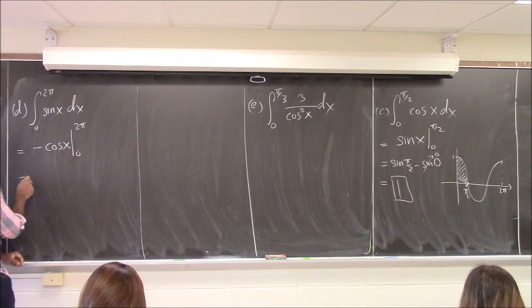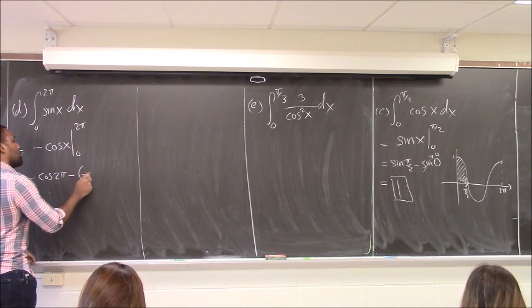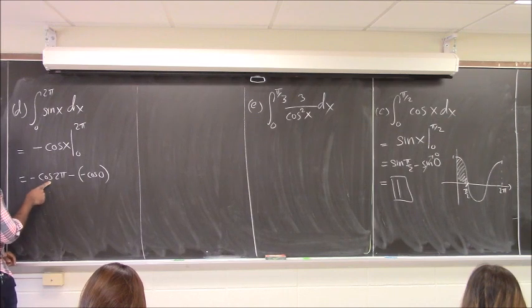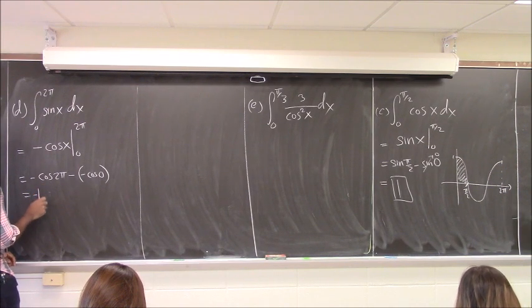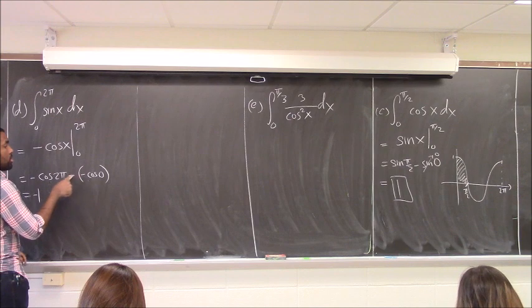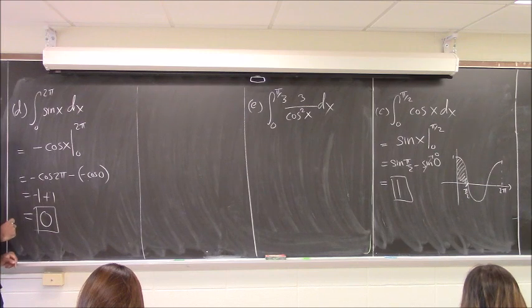Now you can do that. Here we have cosine of 2 pi minus cosine of 0. What's cosine of 2 pi? 1. It's 1. So you have a minus 1. Here, what's cosine of 0? It's also 1. So I have a minus 1, a negative 1. This gives us a plus 1, which gives you 0 as the answer. And you might wonder, well, why? How is that?